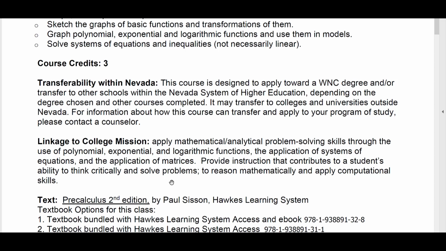Linkage to college admissions: to apply mathematical analytical problem-solving skills through the use of polynomial, exponential, and logarithmic functions, the application of systems of equations, and the application of matrices. Provide instruction that contributes to a student's ability to think critically and solve problems, to reason mathematically, and apply computational skills.